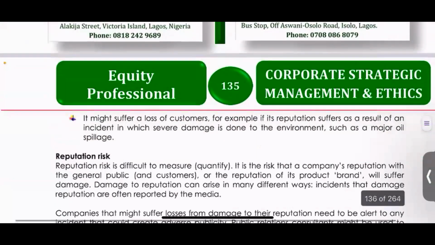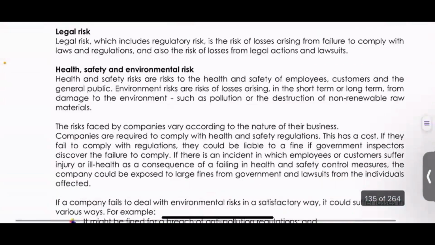Okay, thank you very much. Let's break down health. So from what you have read now, you will see that health and safety and environment are two different ones.